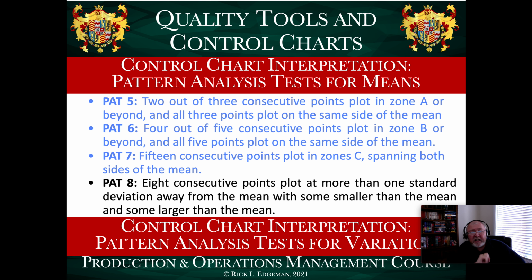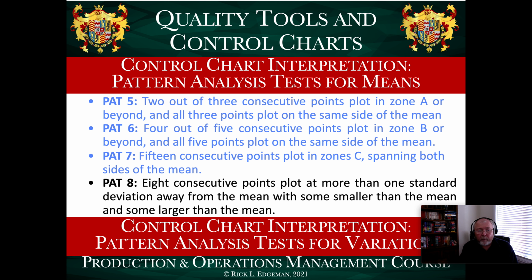And this would say none of those are in zone C. Some are above the center line, some are below the center line. So, you know, some are bigger than the mean, some are smaller than the mean, but none of them are close to the mean. They are all at least 1 standard deviation from the mean. That's what pattern 8 says. And if that happens, this is almost always a bad pattern, because this almost always represents an unintended, unwanted, undesirable increase in process variation. Remember, variation is an enemy here. Not variety, variation.